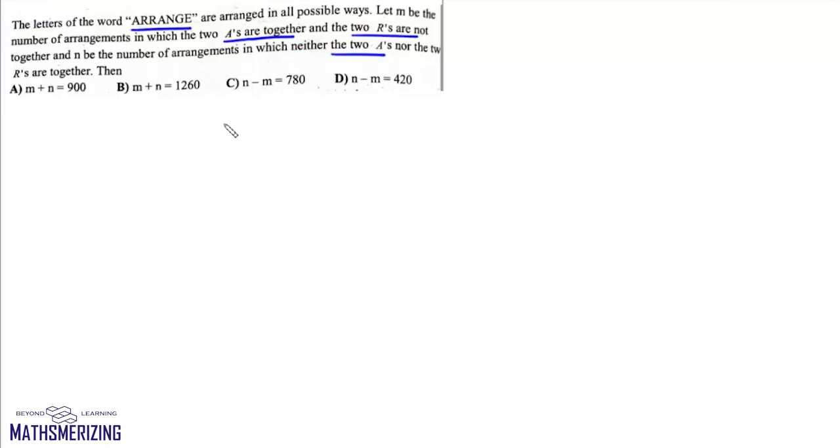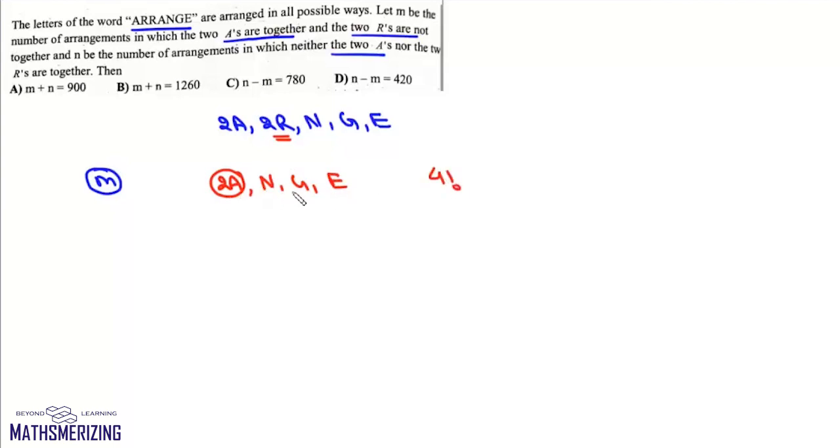Now in this word ARRANGE, we have two A's, two R's, and then we have n, g, and e. Now for this m, it says two A's are together. So if two A's are together, we'll use string method. So we'll combine them, and then two R's are not together. So we have to use gap method also. So we have used string for these two A's, and then first we'll arrange these 2A, n, g, and e, which can be done in factorial 4 ways. And once we have arranged these 4 objects, we have created 5 gaps, and we have to place these two R's in these 5 gaps. So it can be done in 5C2 ways. So value of m will be simply factorial 4, which is 24, and 5C2 is 10. So value of m is 240.